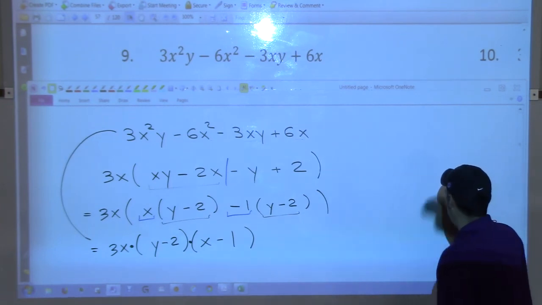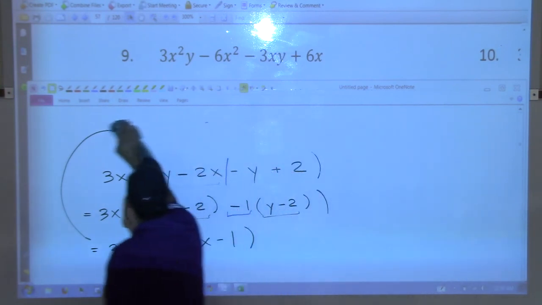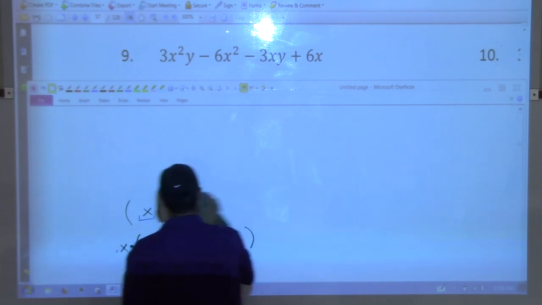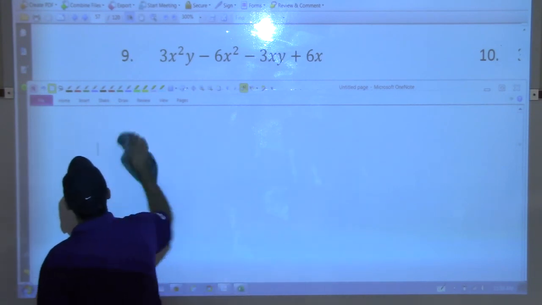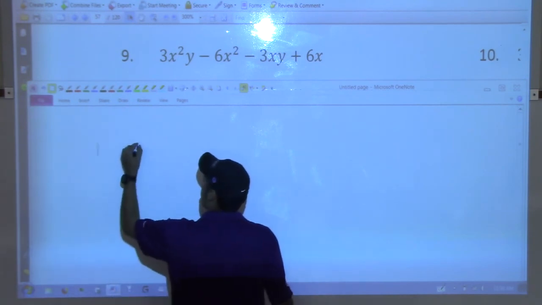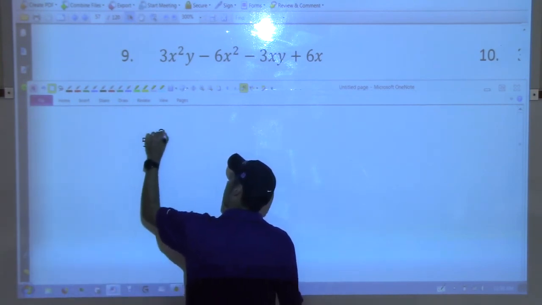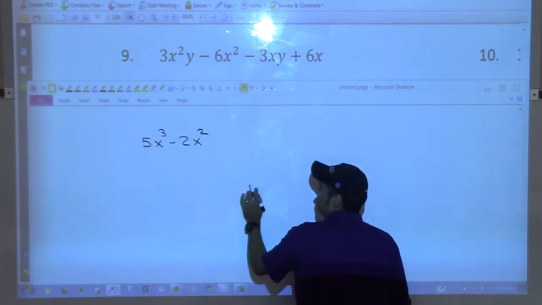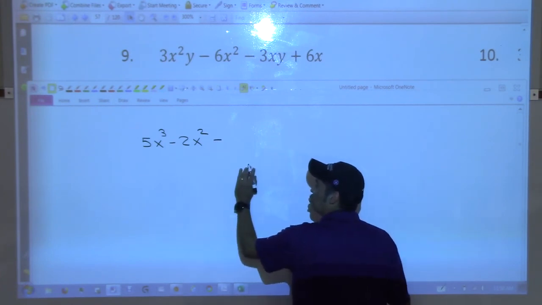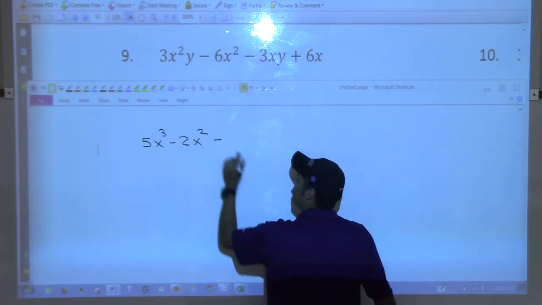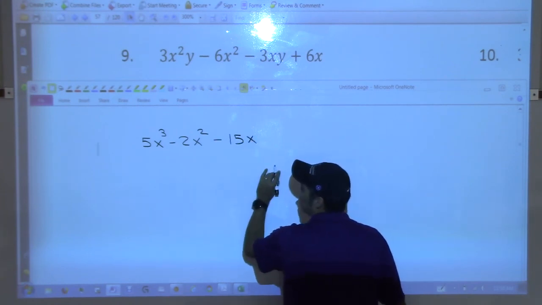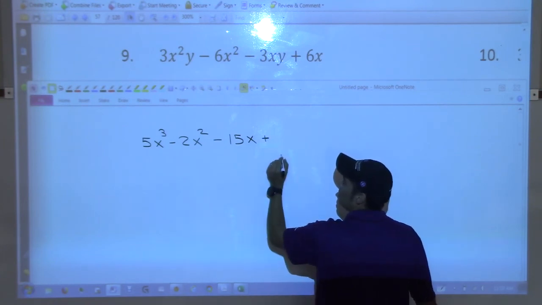Okay, let's do another one. This one I think I'll make up. 5x cubed minus 2x squared minus 15x plus 6.